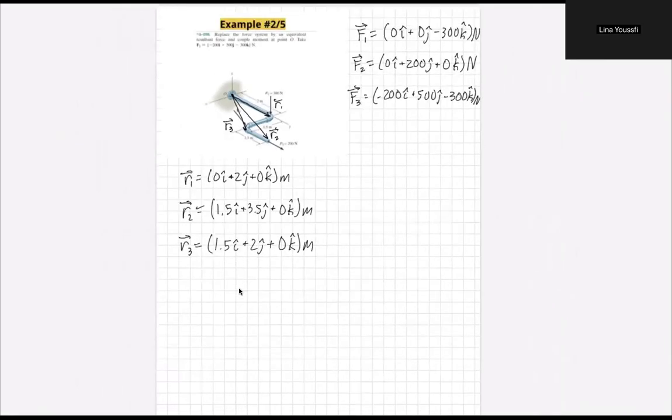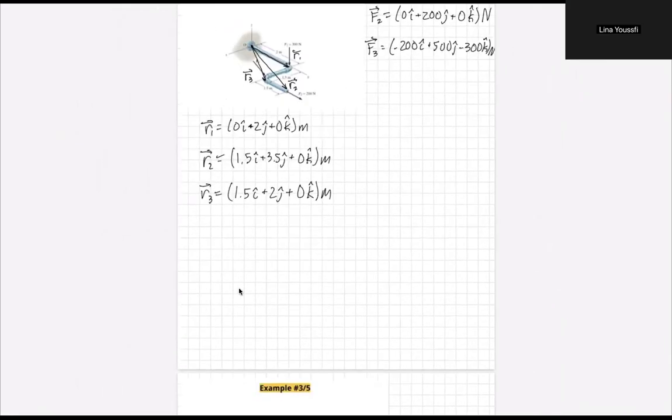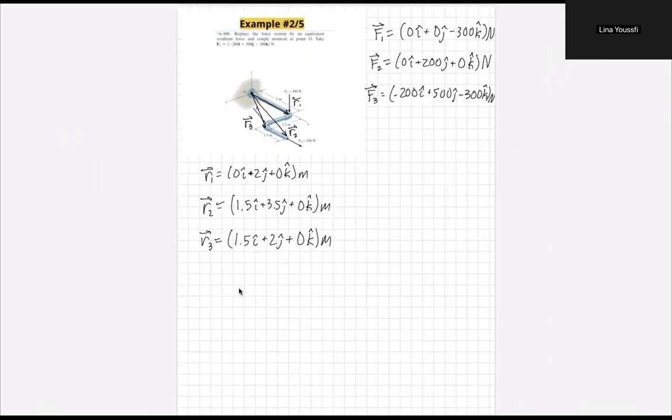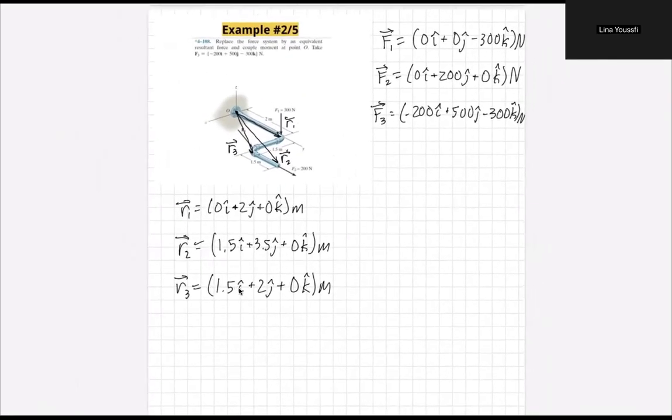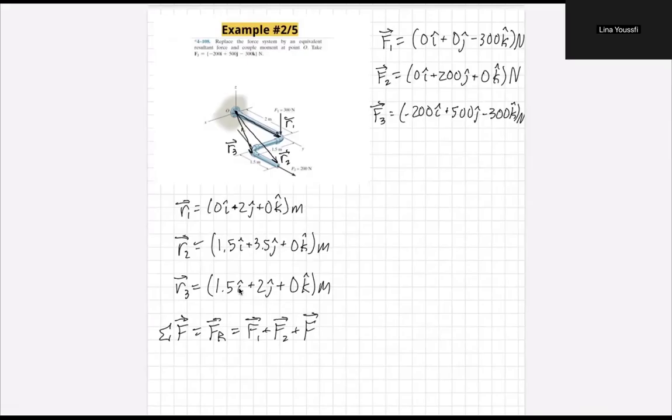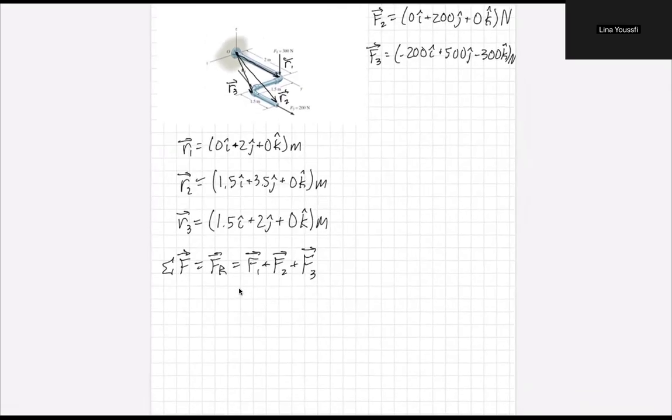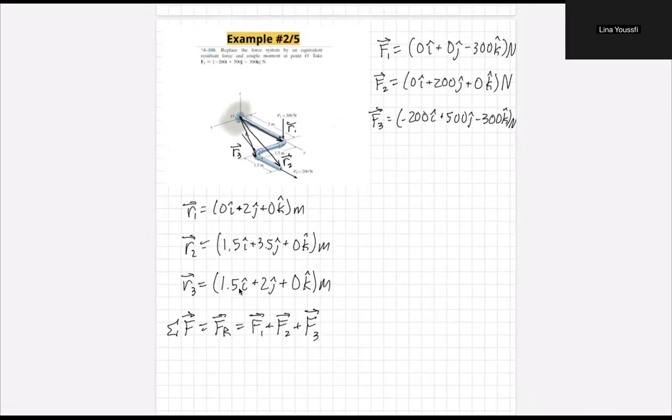All right. After that, we're going to sum forces to get the sum of forces in the X, Y, and Z direction, and that will allow me to get the resultant force. So I can say sum of forces is equal to FR. And again, these are vectors. Equal to the vector F1 plus the vector F2 plus the vector F3. All right, so now I can write that out.